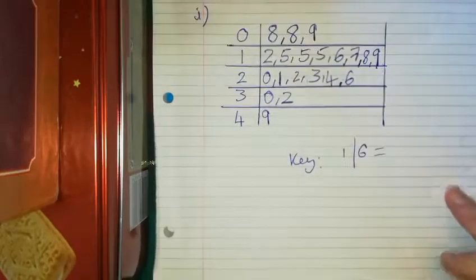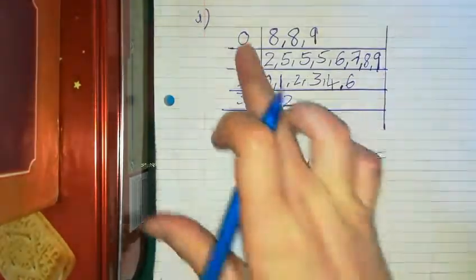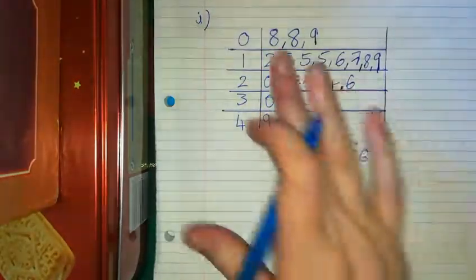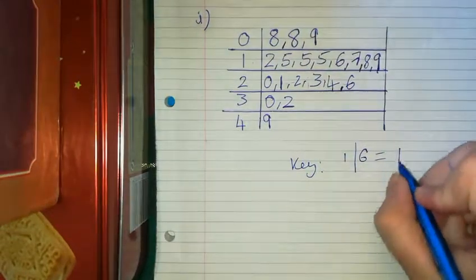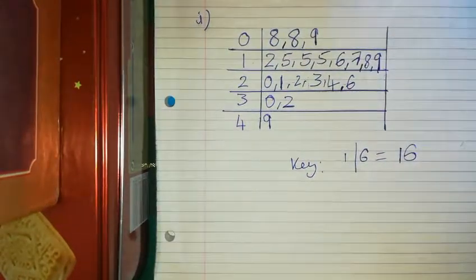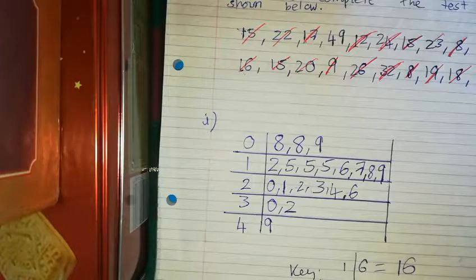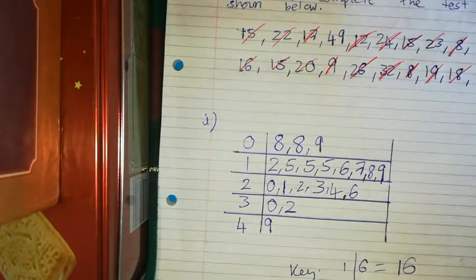And then they asked me to fill in the key. So 1 on this side for my stem part, and then 6 on my leaf part will represent the number 16. And that is our stem and leaf diagram done.